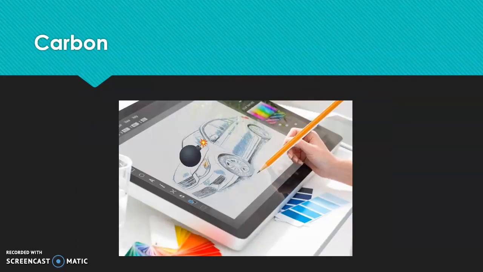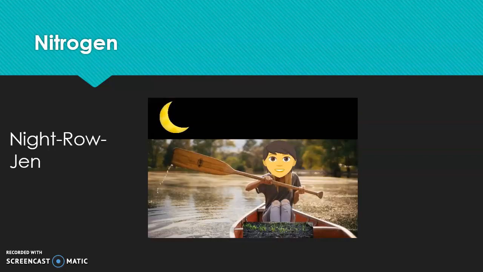Moving on from there, I see an image of a car with a bomb on it. Carbon, and I switched that to a pencil because carbon is used in the process of making pencils. Now, in our microwave, I'm going to see an image of this girl that I'm naming Jen. It's nighttime and she's rowing. Nitrogen. And on her little boat there is some soil because nitrogen is used in fertilizer.